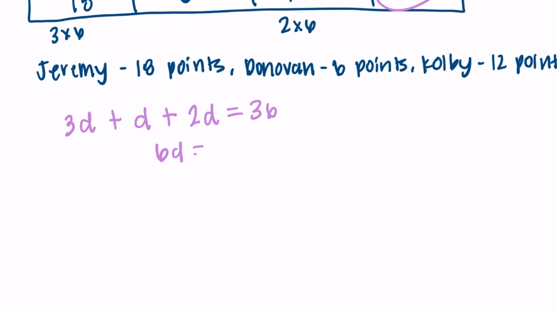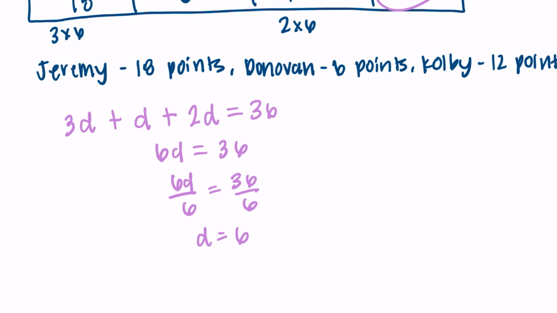So 6D is equal to 36. If we want to get D alone, we need to divide by 6. So 6D divided by 6 is equal to 36 divided by 6, which is 6. So D is equal to 6.